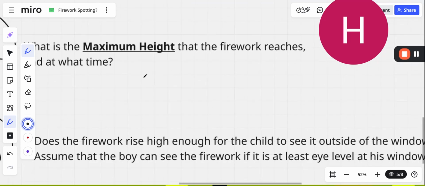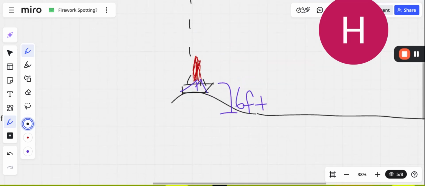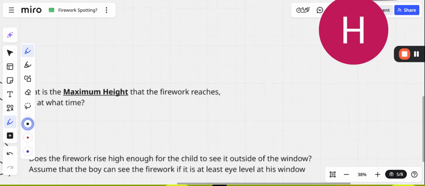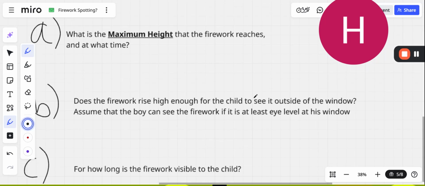So what is the maximum height that the firework reaches? That's really important, right? If it doesn't go high enough, the kid's not going to be able to see it. So I didn't mention this, but you'll see it in the question. Assume that the boy can see the firework if it's at least eye level at his window. Maybe he's not able to see above the windowsill, so he can only kind of see the firework if it reaches the height of the window. We've all been there. We've all been small.